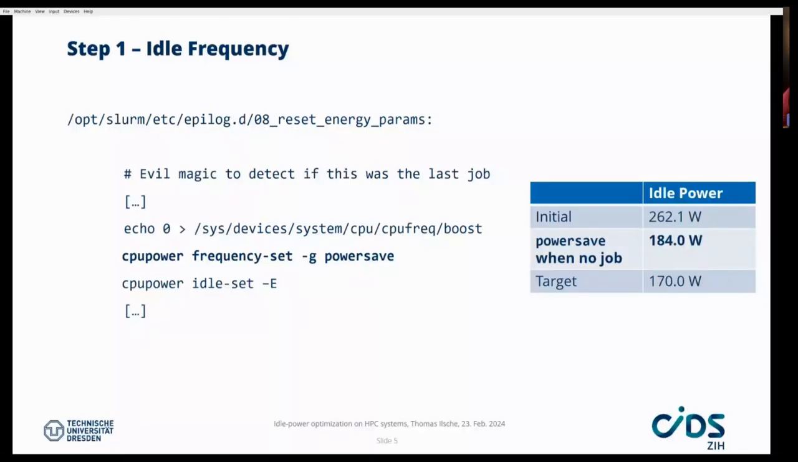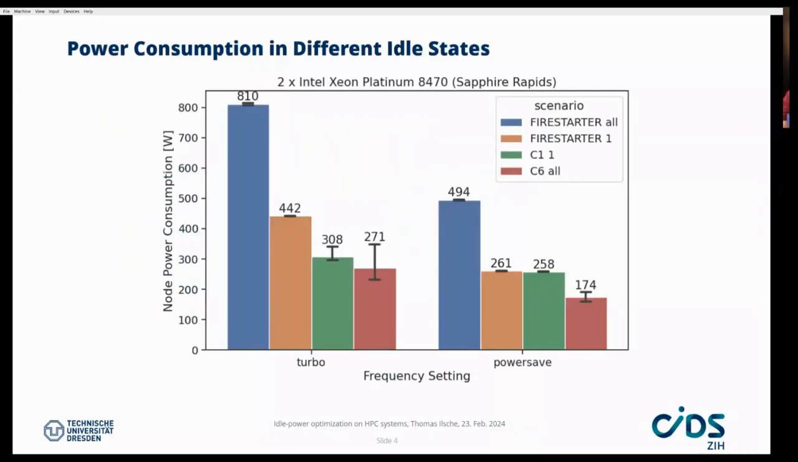Okay. So the first step that we had to do, or basically this actually was done by the vendor, when we got the system and had a first look at it, it was consuming 260 watts power, which corresponds to the C6 state, but with the turbo governor. So we had the turbo governor on, even if the nodes were not executing any jobs.